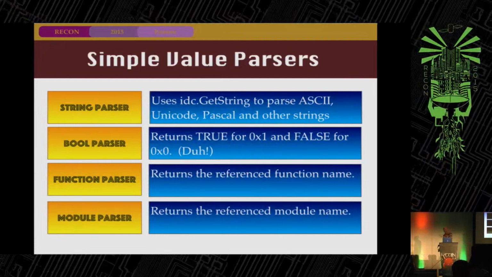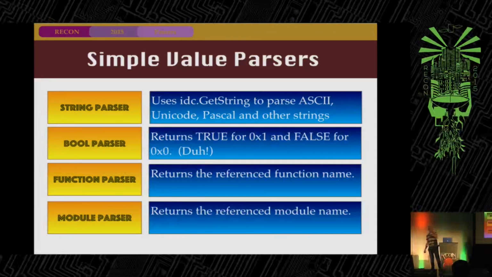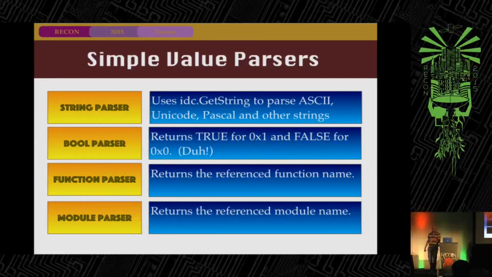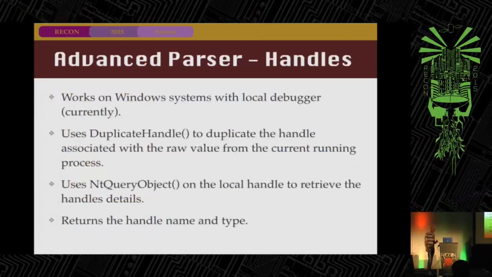So if kernel32, for example, is passed as an argument to a function, then we will see the string kernel32, and we will know that it's a module, so it will be really easy to work like that. A bit more advanced parser is the handle parser.